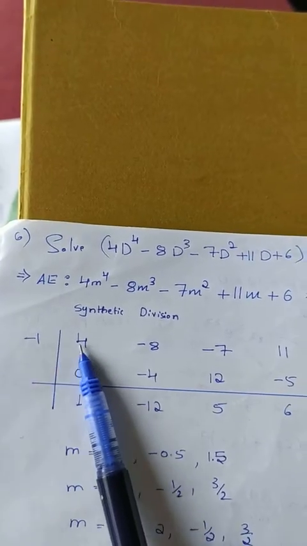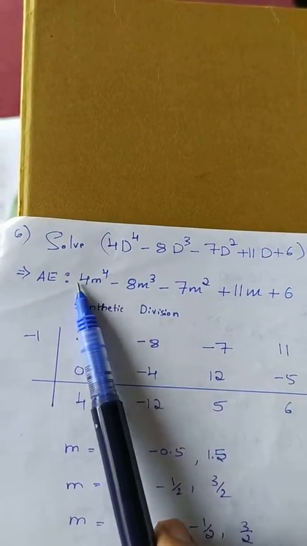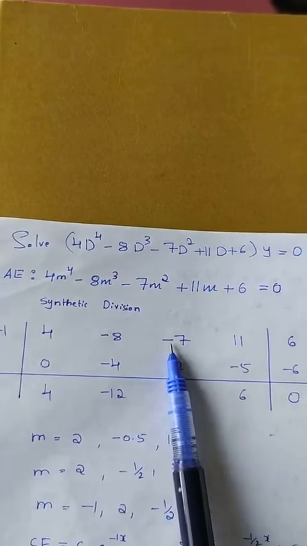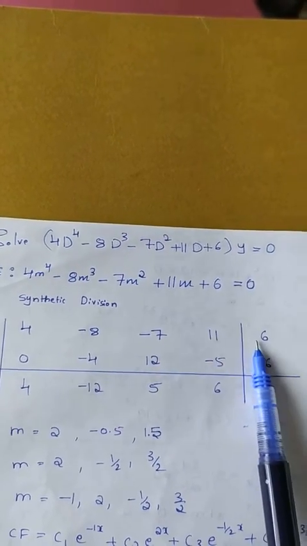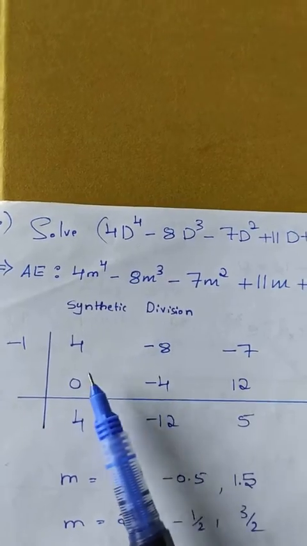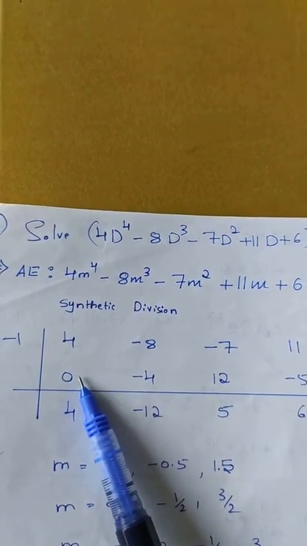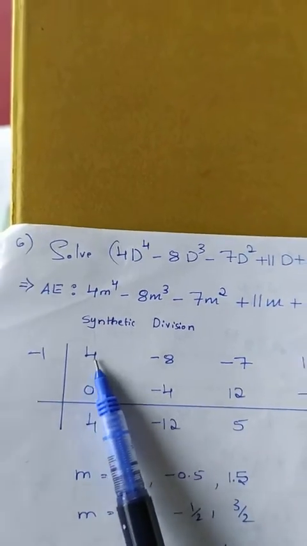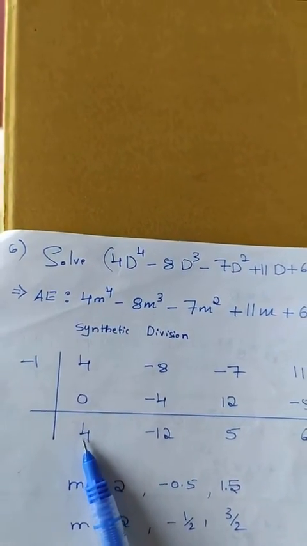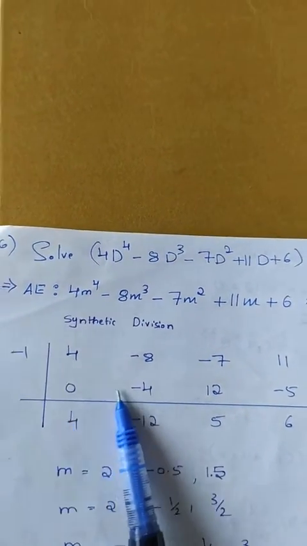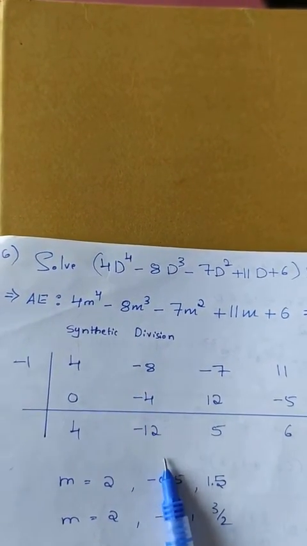See, first take the coefficient of m power 4, that is 4. Next m cube, next m square, next m, and then the constant term. Always take 0 below the first coefficient. Next, add it. 4 plus 0, 4 only. Then multiply this 4 with minus 1, write it right here, and add it. Minus 12.